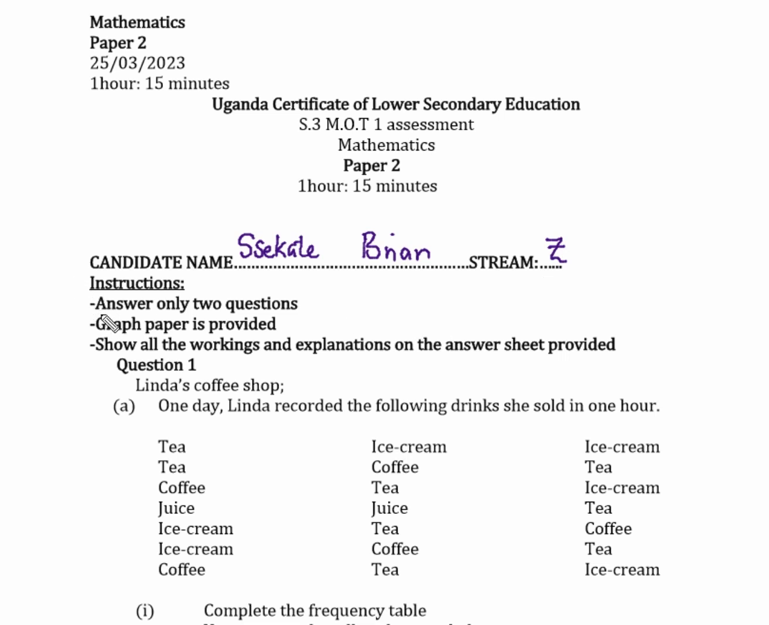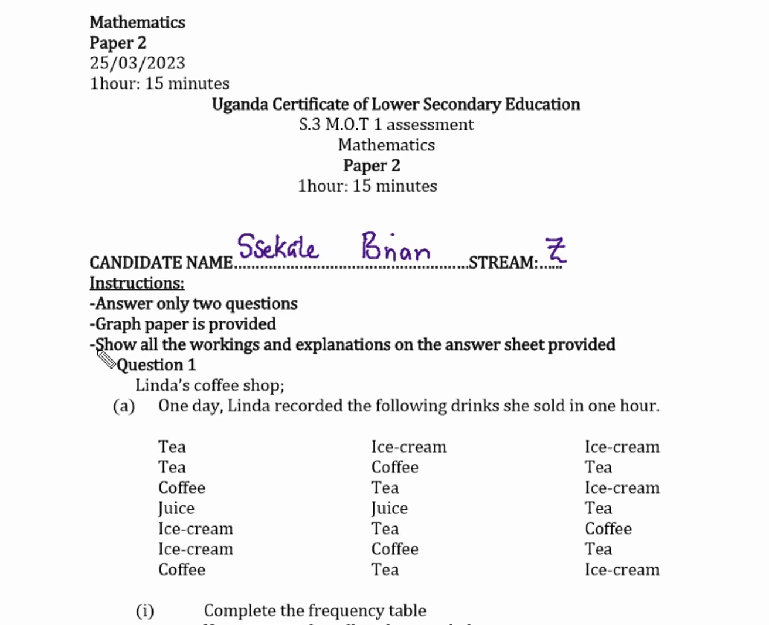Instruction: answer only 2 questions, implying that if you do more than 2 questions, we shall only take 2. And if you do below 2 questions, that one is not allowed. The second instruction: graph paper is provided, implying that if you sneak in with any unauthorized graph paper, that one shall be punished.